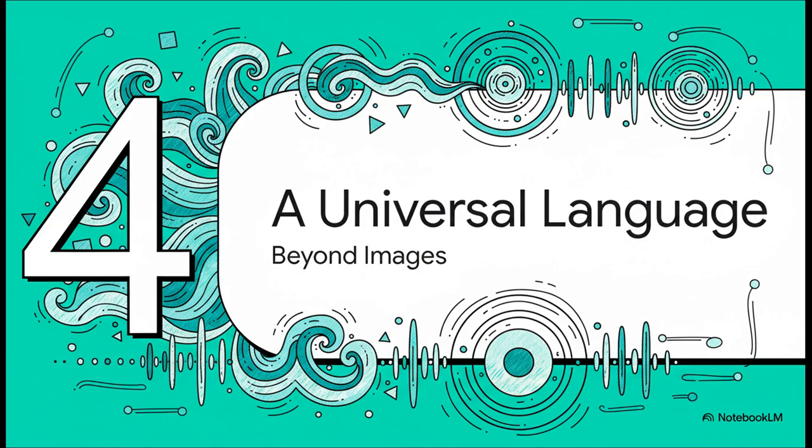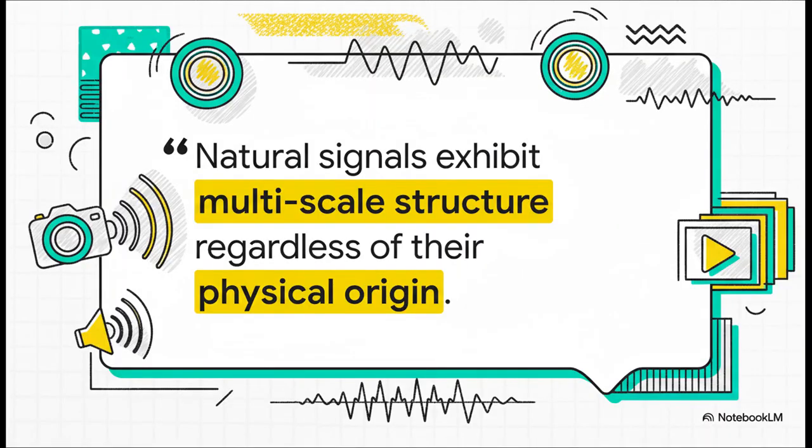But here's the bigger question. What if this whole idea, this language of frequencies, applies to, well, everything? What if it's a universal principle for how the world is structured? I mean, the researchers behind this put it perfectly in their paper. Natural signals exhibit multi-scale structure regardless of their physical origin. That basically means that whether we're talking about an image, a sound, or even a video, the world is just naturally organized into these layers of information, from big picture to tiny detail.